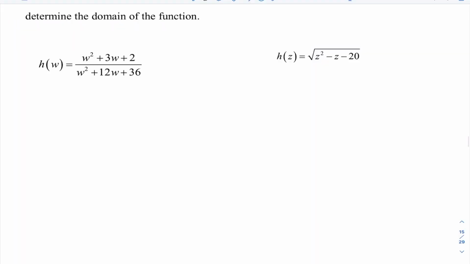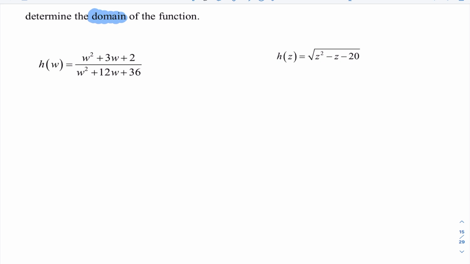The next example here, we're now moving on to the idea of domain of functions. Recall the definition of the domain of your function is the collection of all x values such that f at x exists. So in this case here, we want to find out for what values of x is the following function h at w defined. And those values where that function is defined becomes your domain.